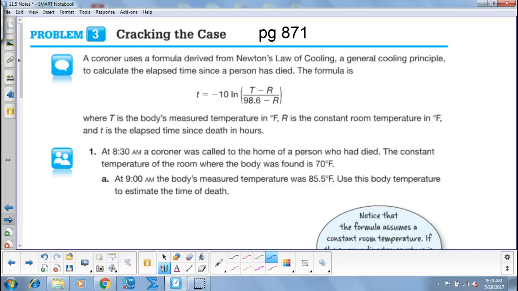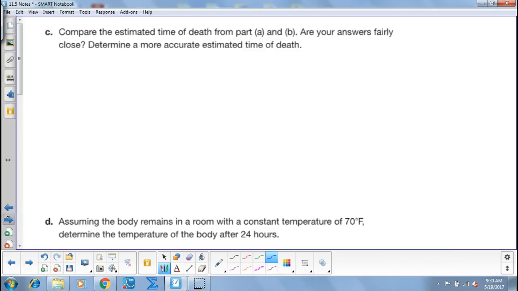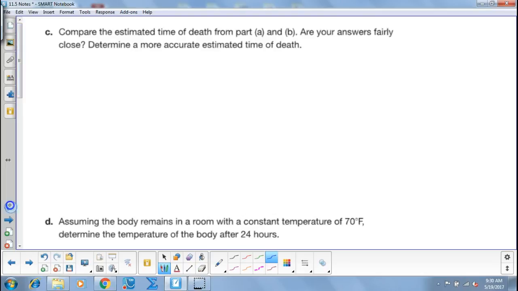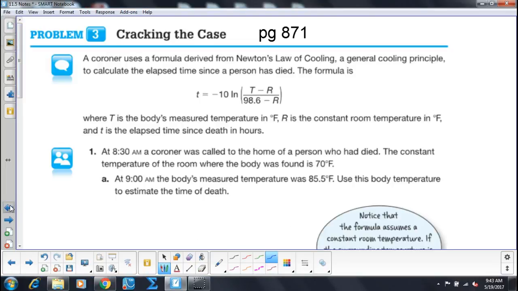Now let's go to cracking the case. Okay? I'll give you 10 minutes to get through E. So, first off, you got to kind of read and see what this formula is all entailing. Capital T is the body's temperature in Fahrenheit. Capital R is the constant room temperature. Little t is the elapsed time since death.